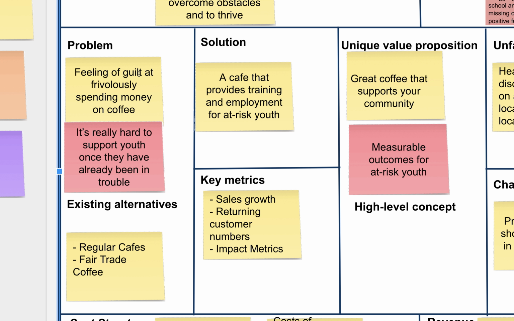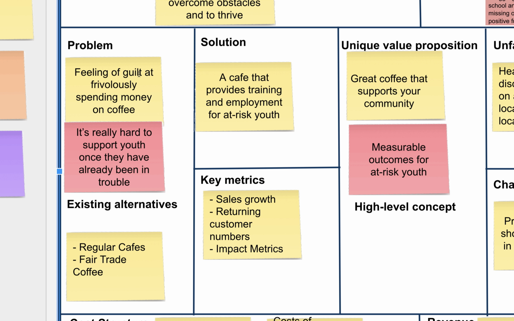From the government side, the problem is it's really hard to support youth once they've already been in trouble. That's just a guess at a problem that a government training funder has, which is how to actually create a positive outcome for at-risk youth, or for youth that have actually been in trouble. Our assumption is that there's someone in that organization who's responsible for this who really struggles to make that work. Therefore, that's a problem we can hone in on.